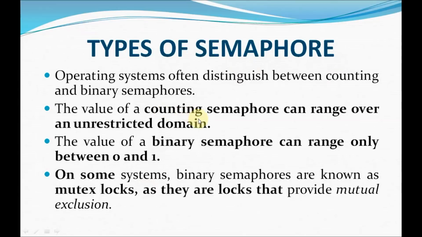One is a counting semaphore and one is a binary semaphore. Very important, listen here. Binary semaphore uses the values 0 and 1. But the value of the counting semaphore can range from minus infinity to infinity. There is no restriction there. That's why counting semaphore is an unrestricted domain, meaning minus infinity to infinity. But binary semaphore is restricted to only two values, 0 and 1.